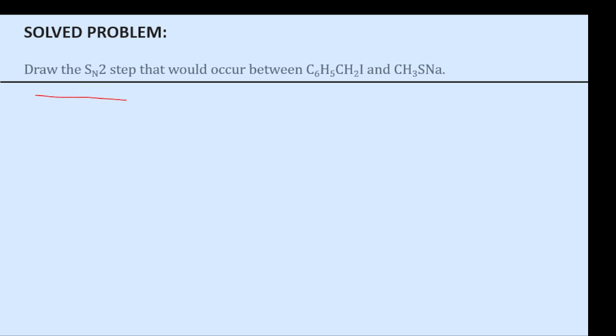Okay, so draw the SN2 step. Mostly I'm not going to tell the story because I don't want you guys to think that's an idea. Draw the SN2 step that would occur between C6H5CH2I and CH3SNa. There are several different things you want to look at that really tell you this is an SN2. It screams SN2. You ready for those hallmarks?